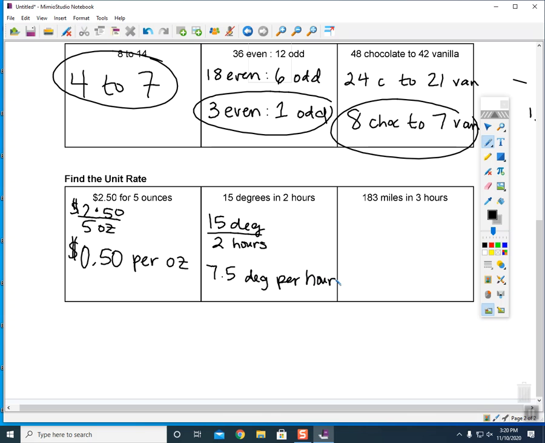Okay, and then the last one, right? I have 183 miles in 3 hours. So I'll take 183 and divide it by 3. It's going to give me 61 miles per hour. Okay, so that's all I'm doing. I'm finding my unit rate. How much do I have per one unit? So that is all for 5.1.